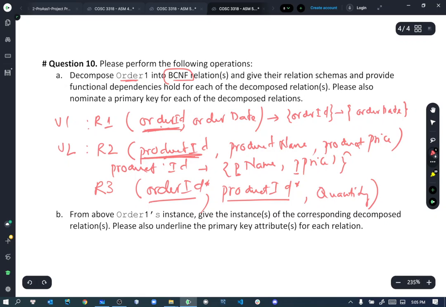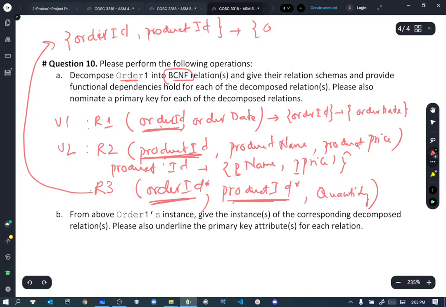And for this, both of them become primary key because I am lacking some space, because we already have this relationship: order ID and product ID determine quantity.